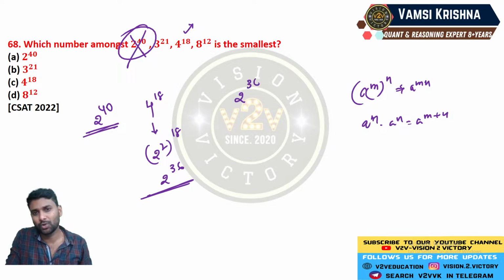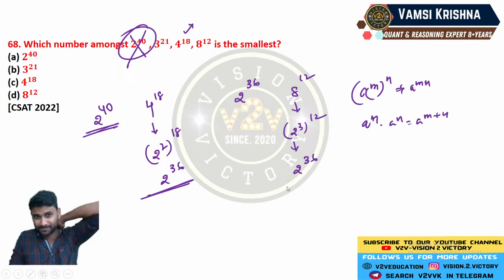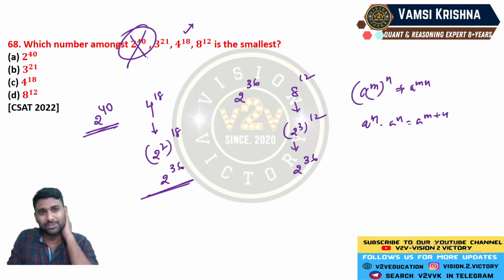Now again, 2 power 36 and 8 power 12. Again, converting, 8 can be taken as (2 cubed) whole power 12. Now 2 cubed to the power 12 is exactly equal to 2 power 36. So 4 power 18 and 8 power 12 are both equal to 2 power 36.